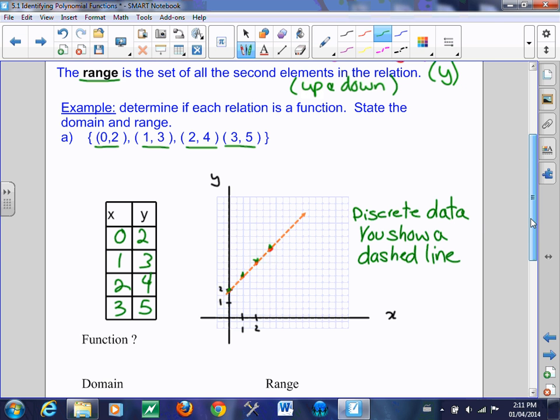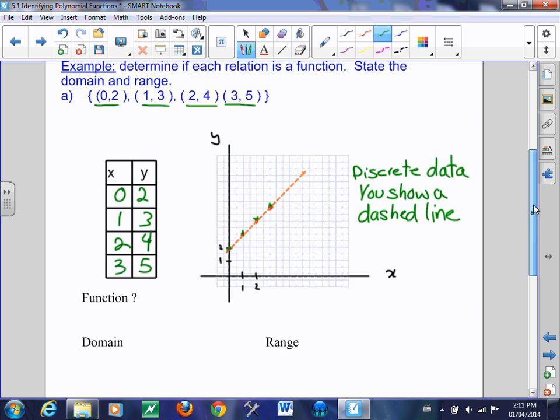If it's something that's measured, like you can measure the height of a plant over time, then yes, you could have like 10.5 centimeters as a height or 8.2 centimeters as a height. So that's when it would be continuous and you would draw a solid line. All right, so let's keep going here.